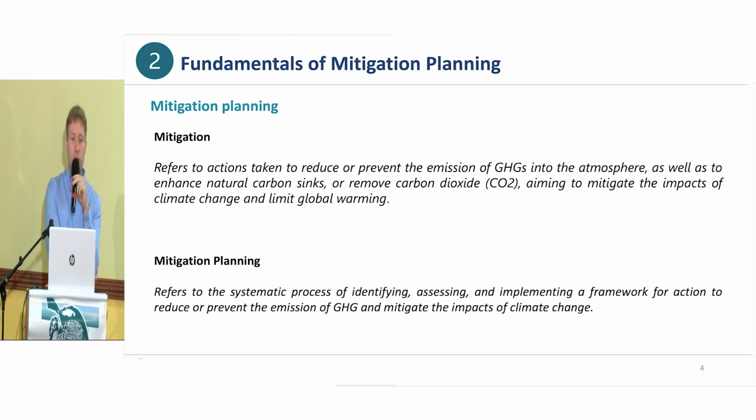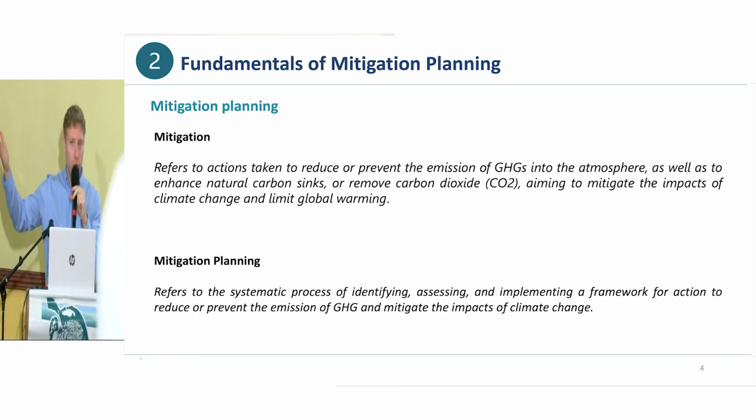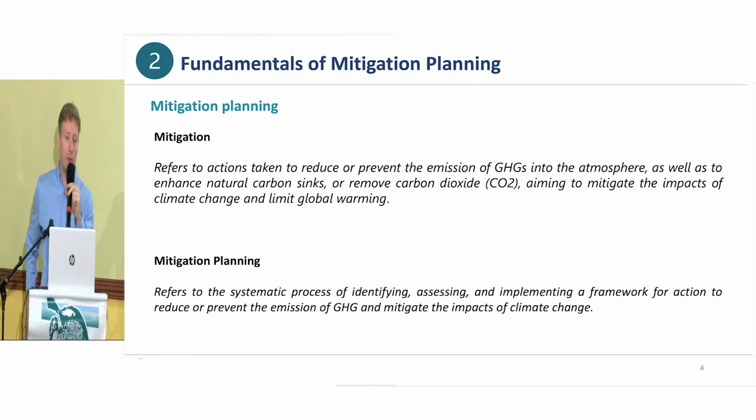To start off with a brief definition, what is mitigation? Mitigation refers to actions taken to reduce or prevent the emission of greenhouse gases into the atmosphere, as well as to enhance natural carbon sinks, the forest resource for instance, or remove carbon dioxide, aiming to mitigate the impacts of climate change and limit global warming. Mitigation planning then refers to the systematic process of identifying, assessing, and implementing a framework for action to reduce or prevent the emission of GHGs and mitigate the impacts of climate change.